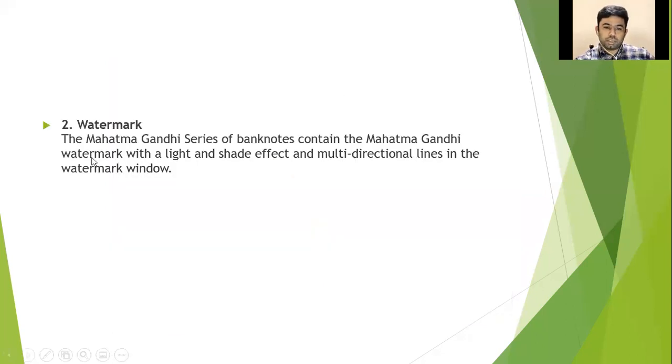Then you have the watermark. The watermark of Mahatma Gandhi that you see here, on this 500 rupee note. Where is the watermark? The watermark is present here. If you look closely and put it against the light, you will be able to see the watermark of Mahatma Gandhi as a shadow.